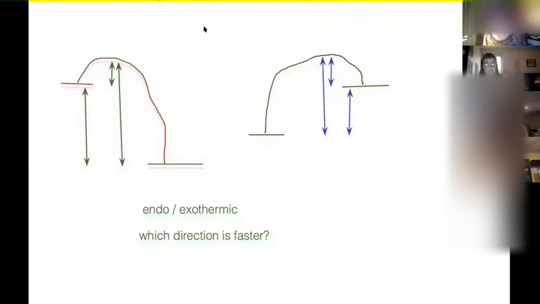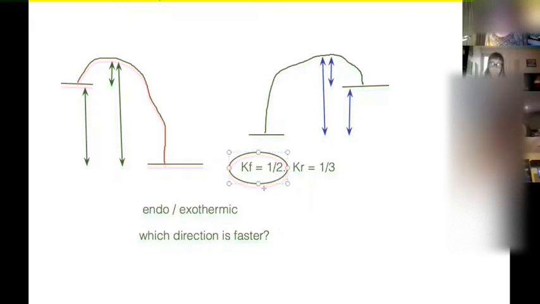I was thinking about those K values. I was thinking about K forward was 1/2 and K reverse was 1/3. So this reaction was faster in the forward rate than in the backward direction. And so we ended up with a pileup of products. Which one of these diagrams would match that? We're looking for a smaller activation barrier for a faster reaction.